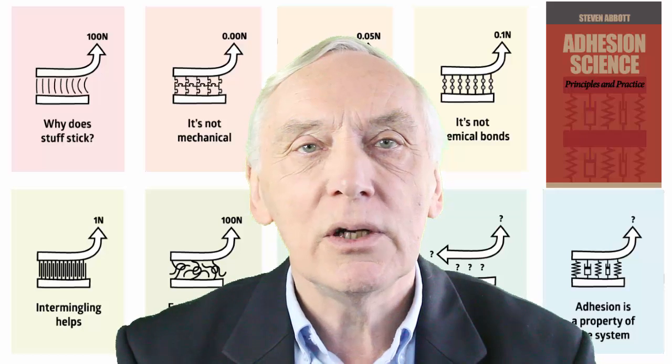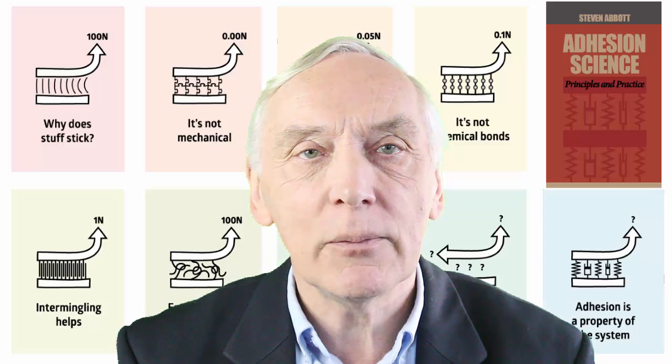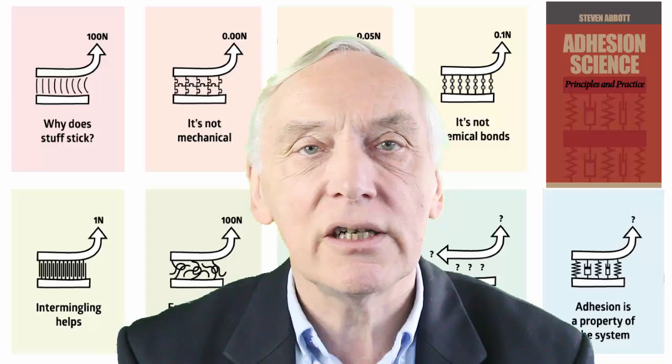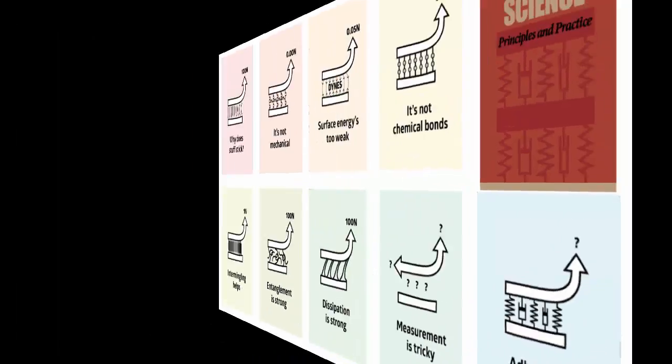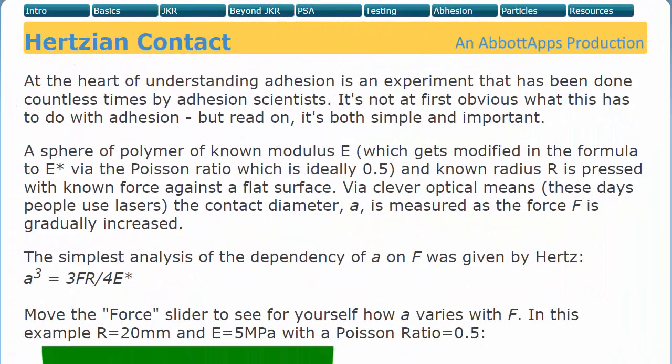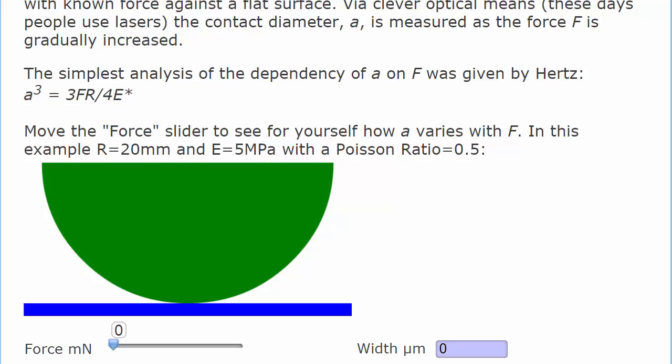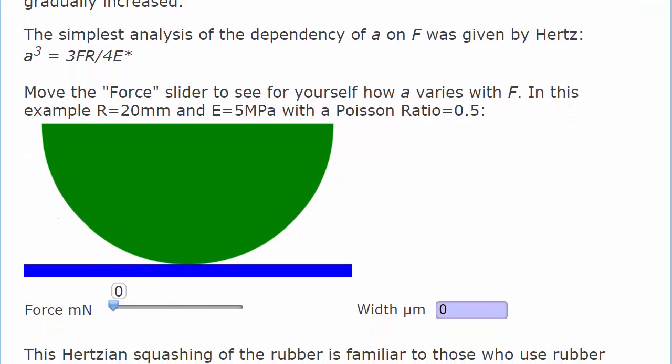In this video, we look at apps that use the powerful JKR methodology to show where strong adhesion might be found. We've seen that surface energy is not at all important for adhesion. I want to explore the JKR method for thinking about real adhesion, and I have to start with the Hertzian contact, where there is absolutely no adhesion whatsoever.